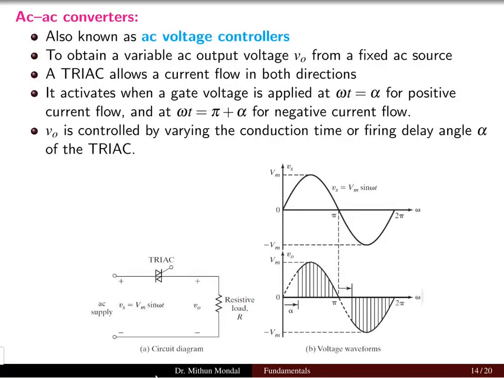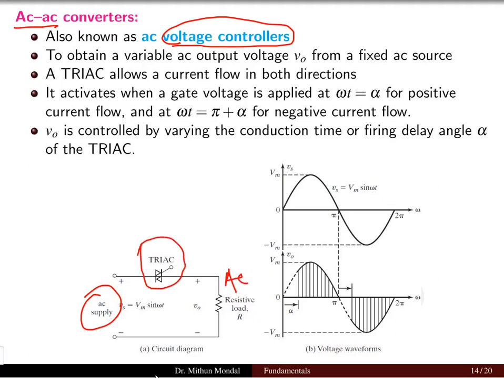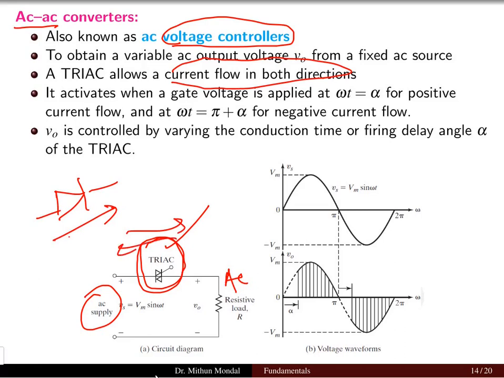AC to AC converters are known as voltage controllers. So with an AC to AC converter, you can convert from one frequency to another frequency, or you can change the level of the output voltage using some devices. So input will be AC and output will also be AC, but some power semiconductor devices will be used. Here we have used one device which is known as triac. So the triac allows the current to flow in both directions. Unlike the diode, which allows the current to flow only in one direction, the triac will allow the current to flow in both directions.